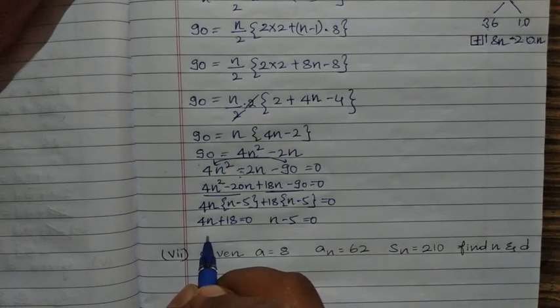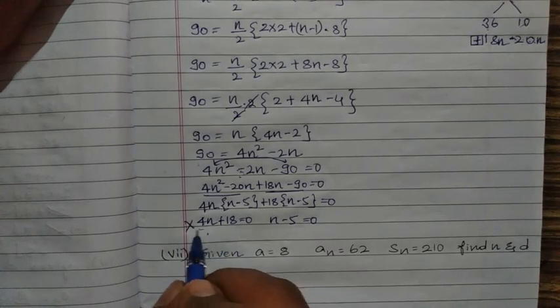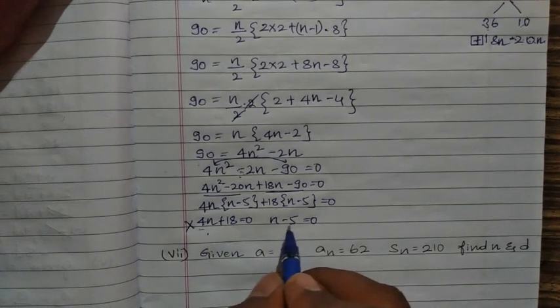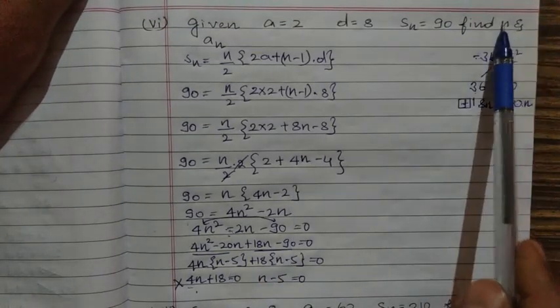Now n can never be a fraction. n should be a whole number. We know that because n is a term or n is a position of a term.